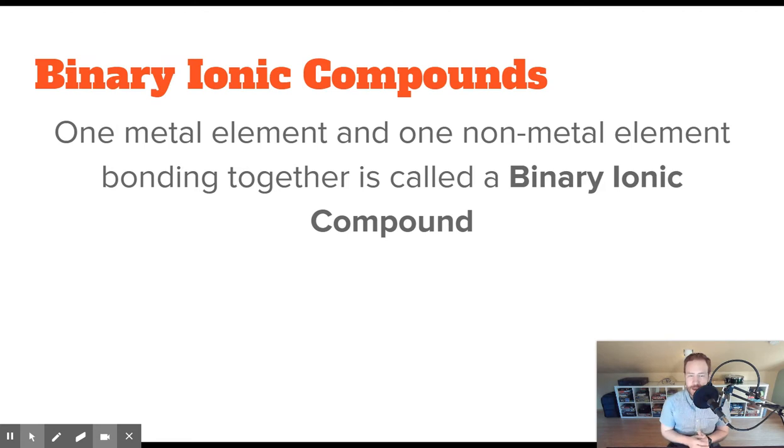Now, this often happens with metals and nonmetals because metals like to form cations, nonmetals like to form anions. And so it is very often that you find ionic bonds between a metal and a nonmetal, or sometimes multiple metals and multiple nonmetals. When you just have two elements present, one metal, one nonmetal, this is called a binary ionic compound because binary means two. And so it's an ionic compound composed of just two members.